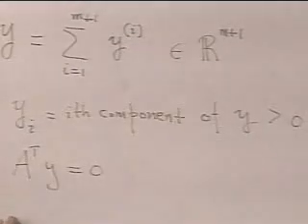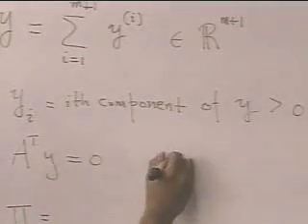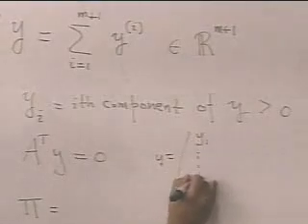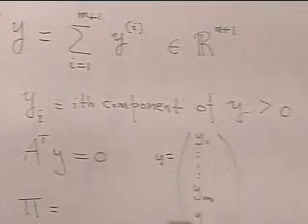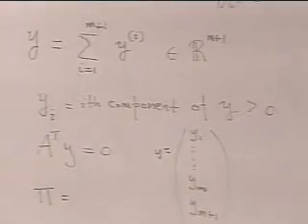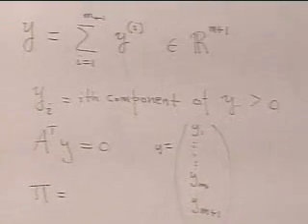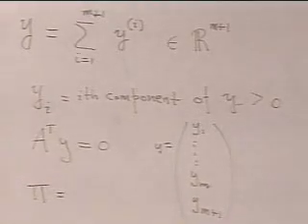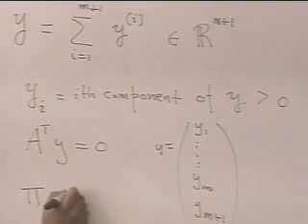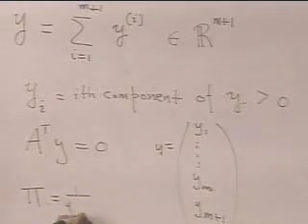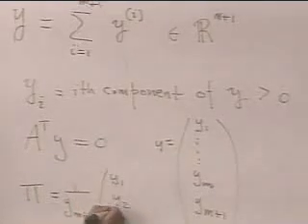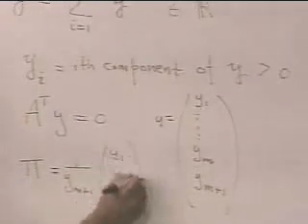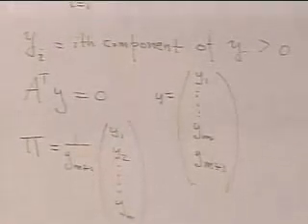I'm now going to define a new vector pi. So what does this y vector look like? It has components y1 up through ym and another component y(m+1) because it lives in m plus 1 dimensions. All right? Now I'm going to define a vector pi where I take the m plus 1th component, and divide the rest of the components by that m plus 1th component, and call that my vector pi.